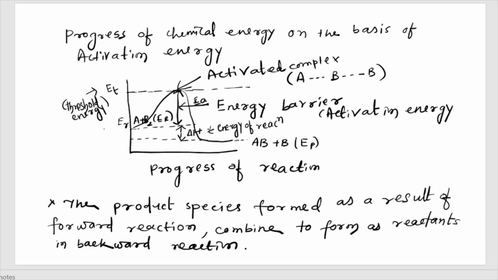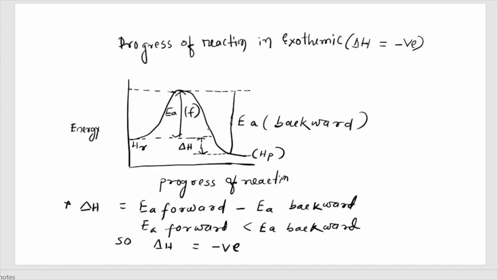You know very well what a forward reaction is. When reactants give products in the forward direction, that is the forward reaction, and when products form reactants in the backward direction, that is called the backward reaction. Now, the progress of an exothermic reaction.